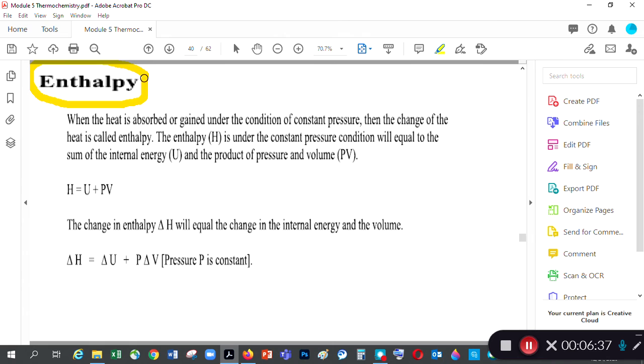Now we are finishing the calorimeter here. We are now going to look at another topic, enthalpy. Enthalpy, which, we said, is always the heat or the energy itself.